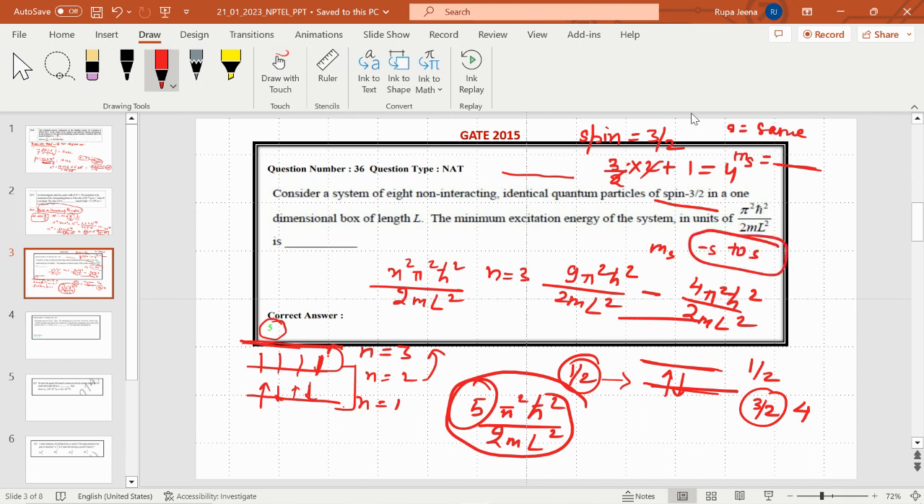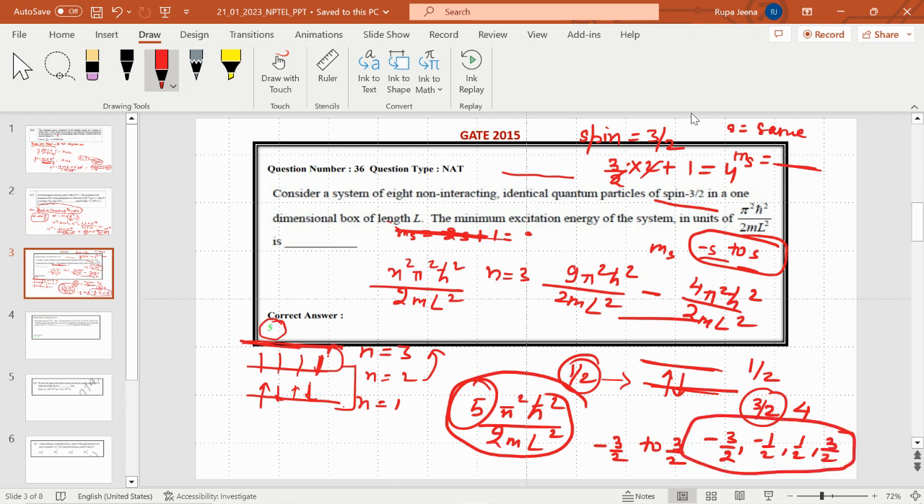And how you will find ms? ms varies from minus s to s. So minus s will be minus 3 by 2 to 3 by 2, and in between, minus 1 by 2 and 1 by 2 will also come. So that means there are four particles, four particles with s and ms values.